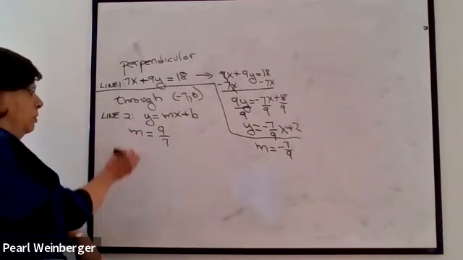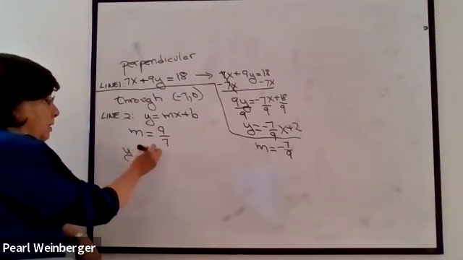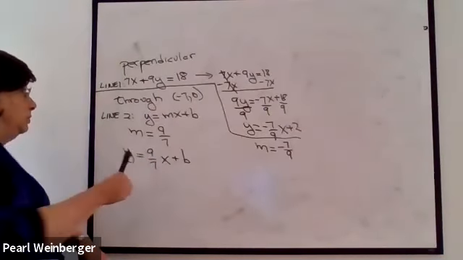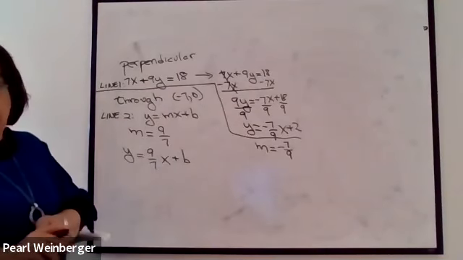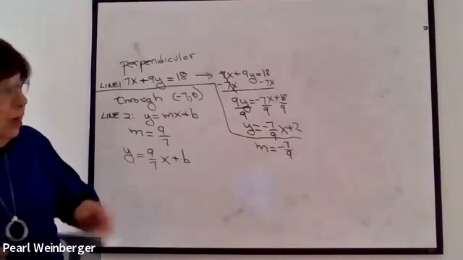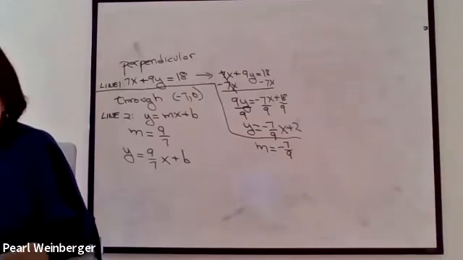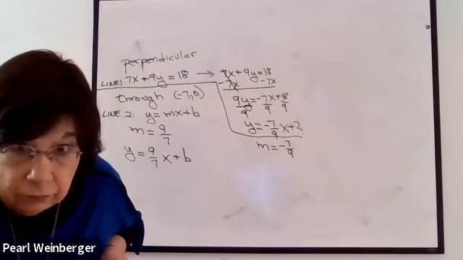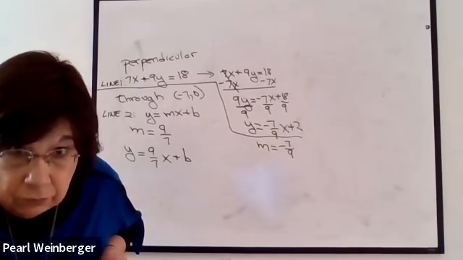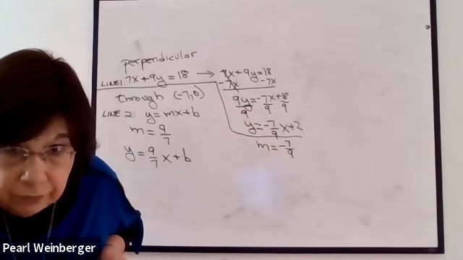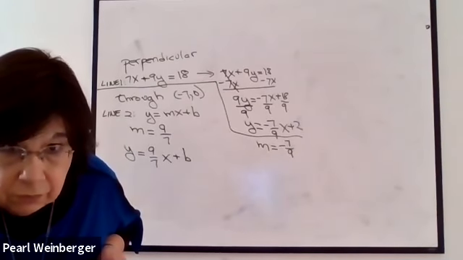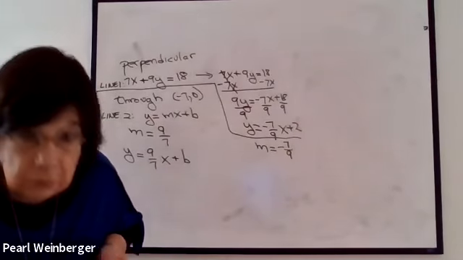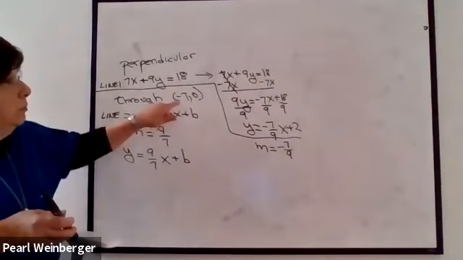So it turns out for line 2, my equation is going to be y equals 9 over 7x plus b. My slope is 9 over 7. Okay, I'm going to stop now and give you a few minutes to finish up and figure out what the b is. The point is negative 7, 0, correct?